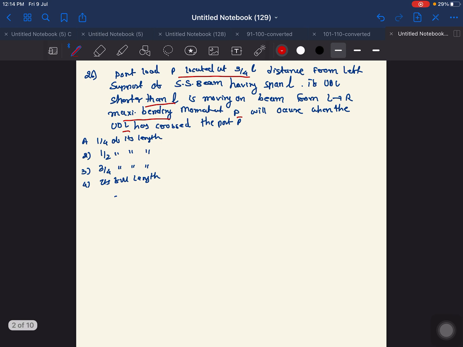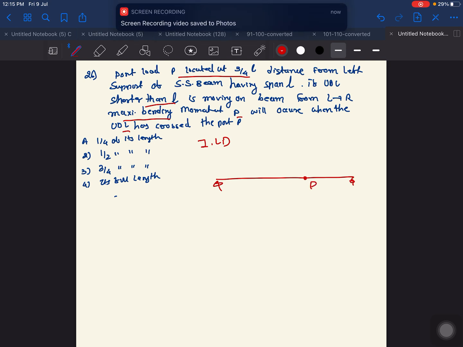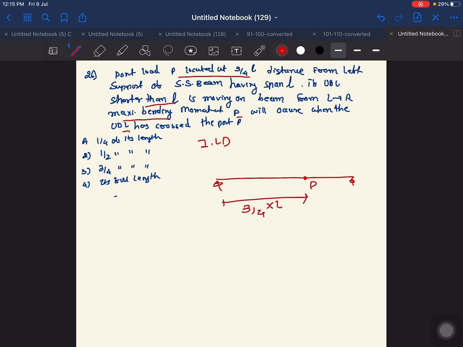Yes, this is a very important question. Point load P, and this question is related to influence line diagram, and for that let's see what is given. So point load P is located at 3/4 of L. So this is your simply supported beam, and somewhere point P is located over here, and this distance is equal to 3/4 of L, and this distance is 1/4 of L.